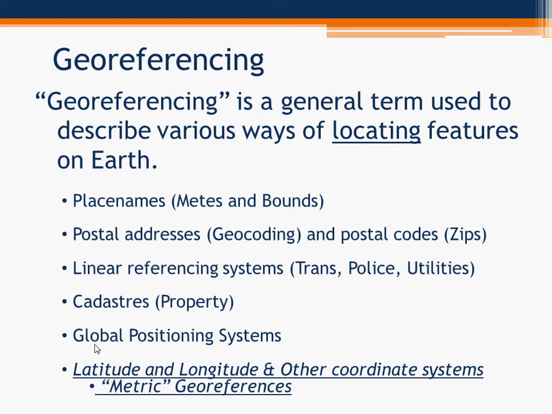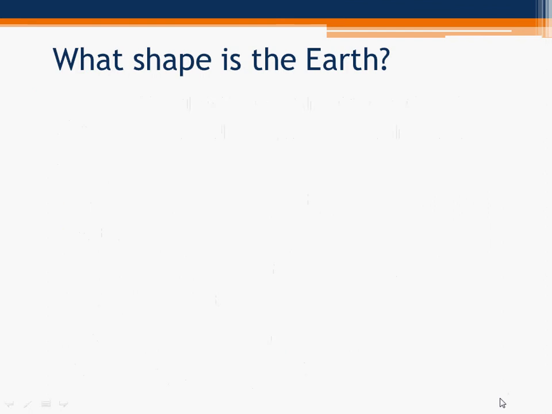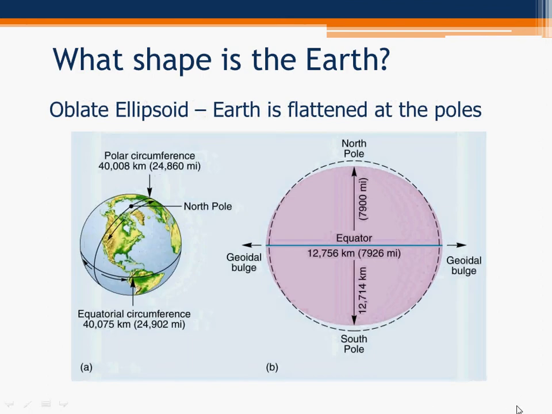So really this is just a listing of the various different ways you can try to identify a unique location on the surface of the Earth, but really we're focusing here on metric georeferences because this is what's most important in terms of our GIS data. And as I mentioned, we're going to start with a little bit of the abstract here, thinking about the size and the shape of the Earth.